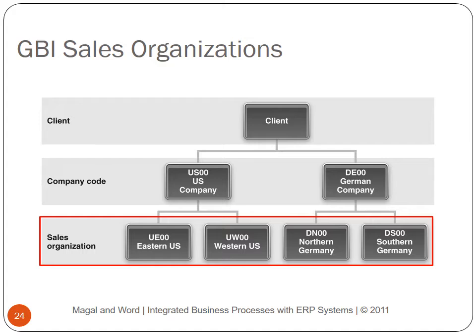These are the sales organizations for GBI. The US company has two sales organizations representing the eastern and western regions of the US. Likewise, the German company has two sales organizations for the north and south territories of Germany.